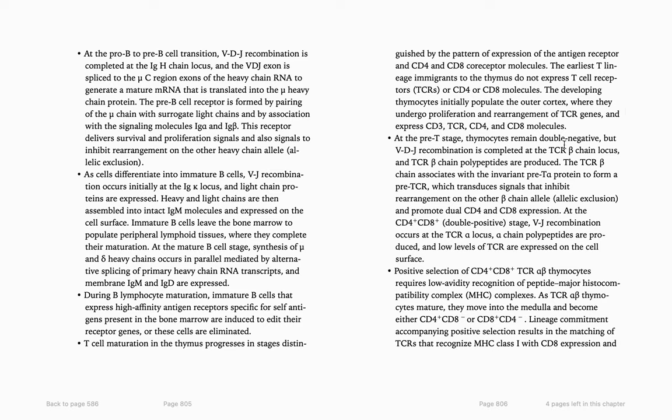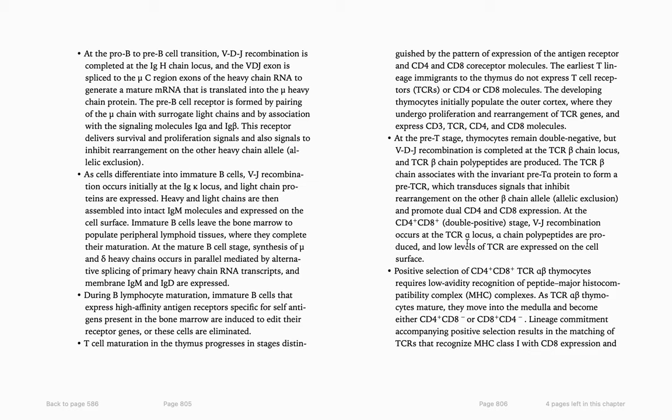At the pre-T stage, thymocytes remain double negative, but VDJ recombination is completed at the TCR beta chain locus and TCR beta chain polypeptides are produced. The T cell receptor beta chain associates with the invariant pre-T alpha protein to form a pre-TCR, which transduces signals that inhibit rearrangement of the other beta chain allele, or allelic exclusion, and promote CD4 and CD8 expression. At the CD4 CD8 double positive stage, VJ recombination occurs at the TCR alpha locus, alpha chain polypeptides are produced, and low levels of TCR are expressed on the cell surface.